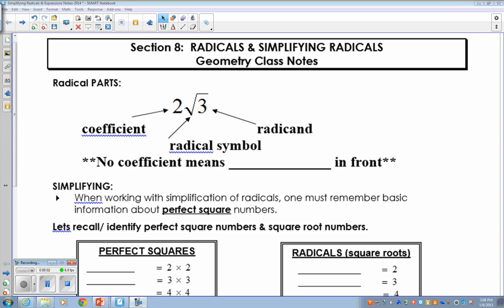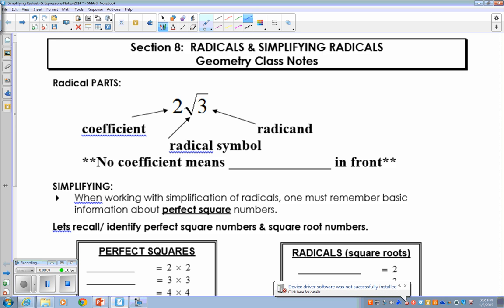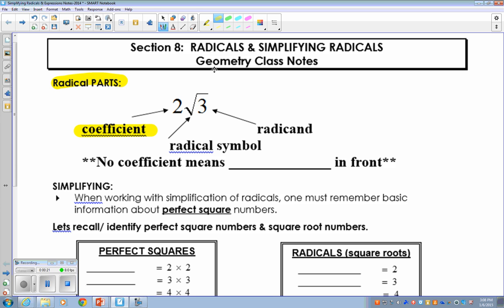All right, the first thing we need to get into on your notes are your radical parts, or parts of a radical. Things you need to make sure you identify or should be familiar with: if you want to get a highlighter, get one out. You will still need to identify the coefficient because that's important when we get into our rules. We do not mix the coefficient with the radicand.